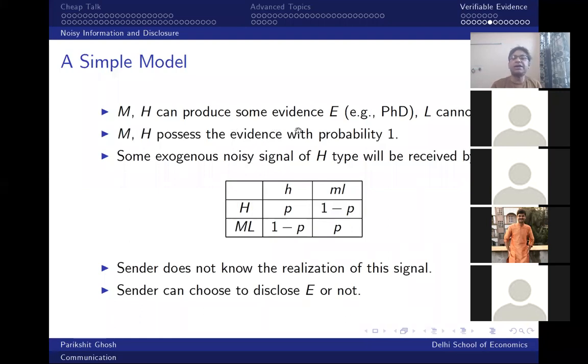So they possess the evidence with probability 1. So we are removing that factor that maybe the evidence does not exist. There's some uncertainty. That's not there in this model. Yeah, that's out of the picture.